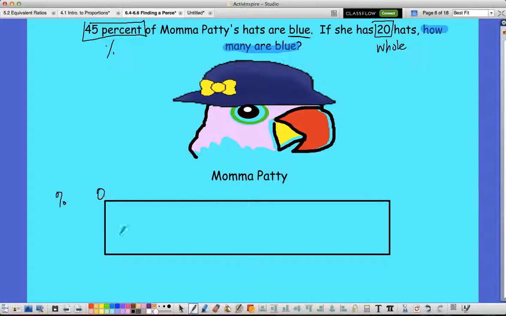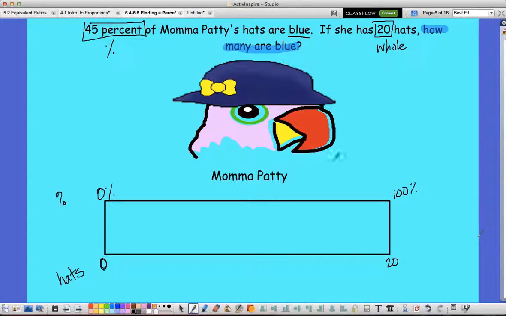Okay, so I have percent on top. Now, you could put percent on the bottom. It doesn't matter as long as you stay consistent. And 0% would be down here. And 100% would be down here because if you look at it, all of this right here, this whole thing is Mama Pat's hats. So her hats, 0% of the hats would be 0, and 100% of the hats would be 20.